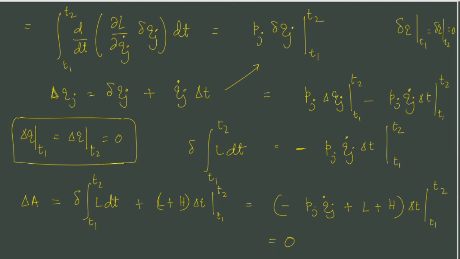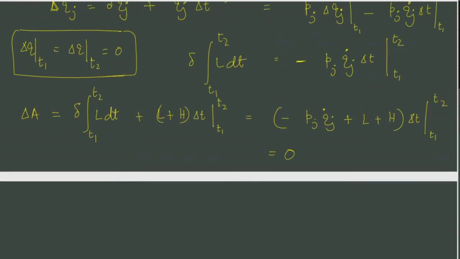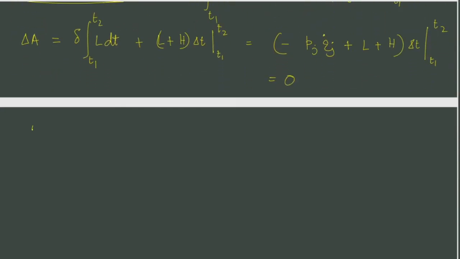Which means that the delta variation of A, where A is given by the abbreviated action, its variation over the true path vanishes. At a first glance, it does not look like anything special, but it has quite a few applications.